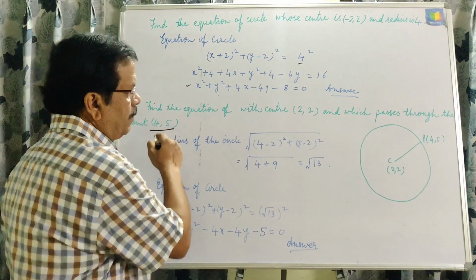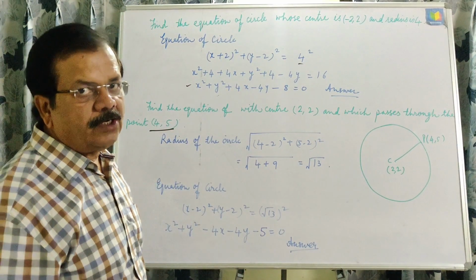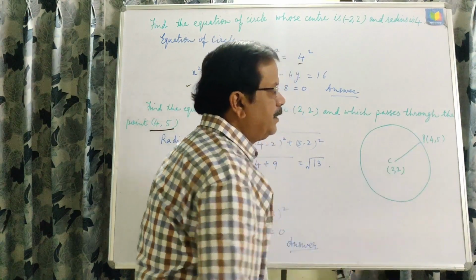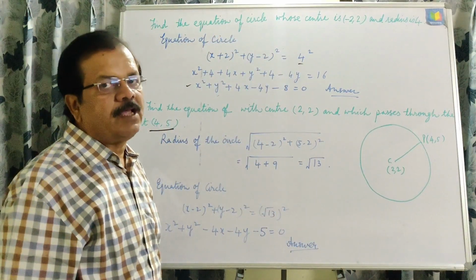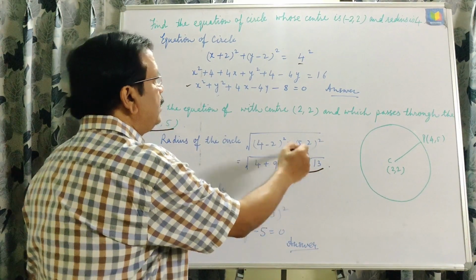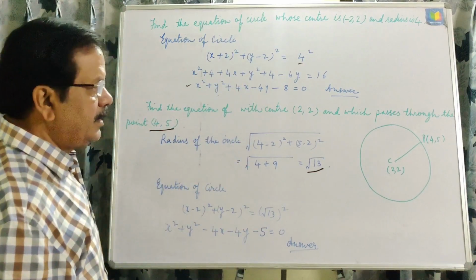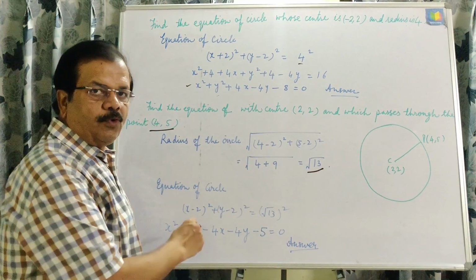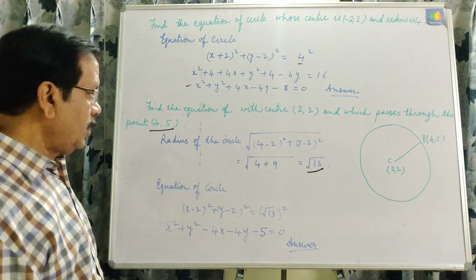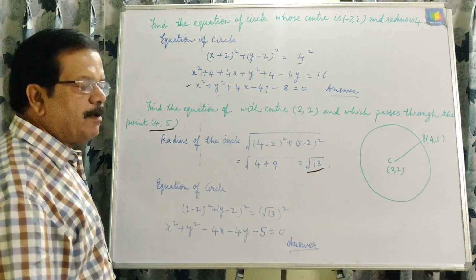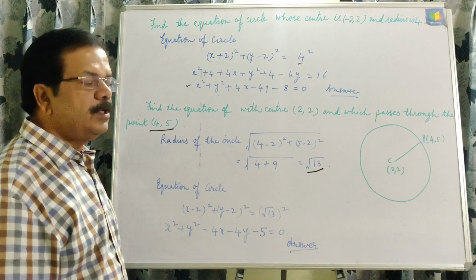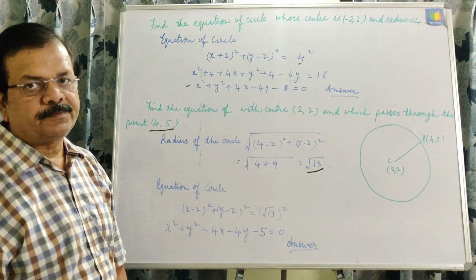Find the equation of circle whose center is (2, 2) and which passes through the point (4, 5). In this question you are not given the radius. First of all, using the distance formula we will find the radius, root((4 - 2)² + (5 - 2)²), so the radius is root 13, and then we will use the same method, that is (x - 2)² + (y - 2)² = (root 13)², that is x² + y² - 4x - 4y - 5 = 0.